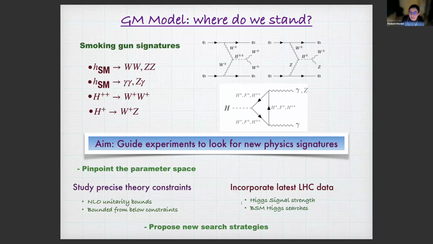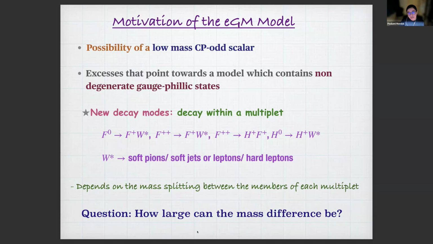So only when we incorporate all these constraints, theory constraints and experimental constraints, and find out the parameter space that is allowed from the current experimental and theory limits, then we can propose maybe new statistics to look for these signals. So now, what is the motivation to go for the extended Georgi-Machacek model?